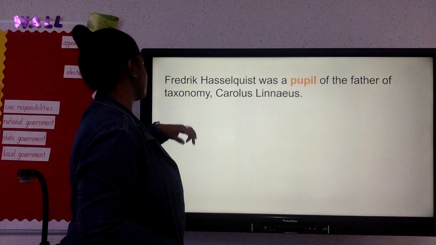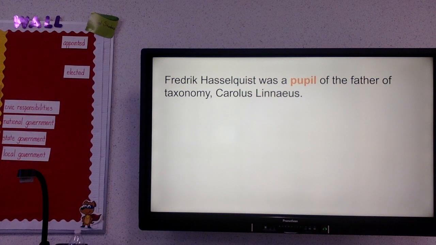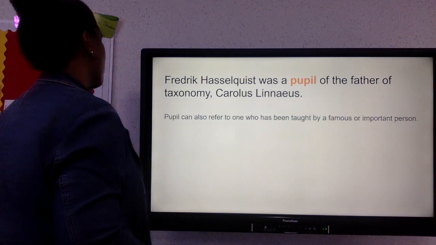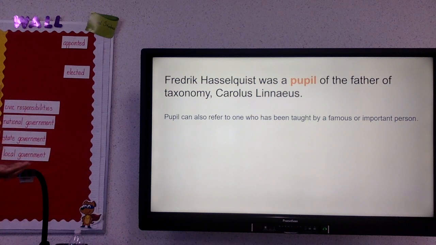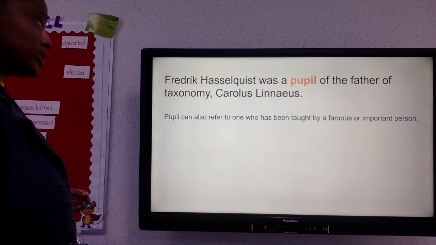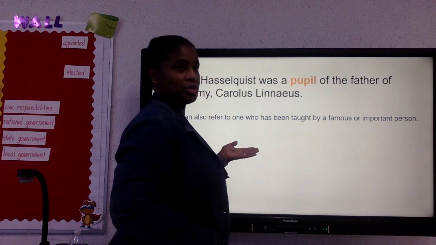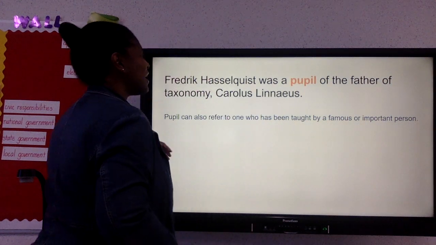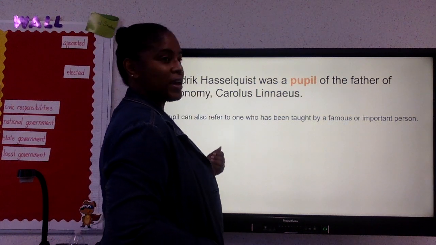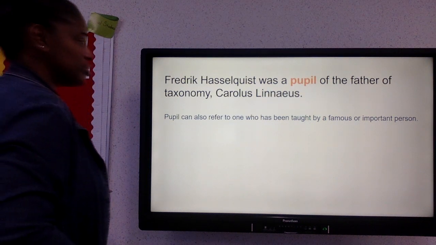One more example. Friedrich Hasselquist was a pupil of the father of taxonomy, Carlos Linus. I remember him from one of our readings. Pupil, in this case, can also refer to one who has been taught by a famous or an important person. So this pupil and the pupil on the previous slide, which is also a student, are very similar, except in this example, it's when a person is taught by a famous person, and it does not have to be a young child or a young person, okay? It can be an adult.